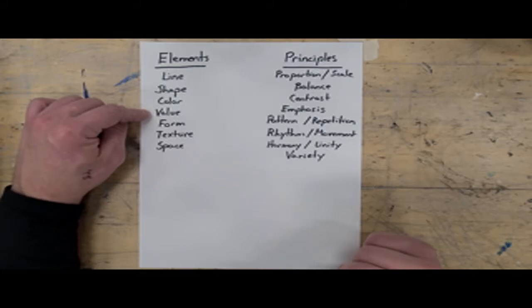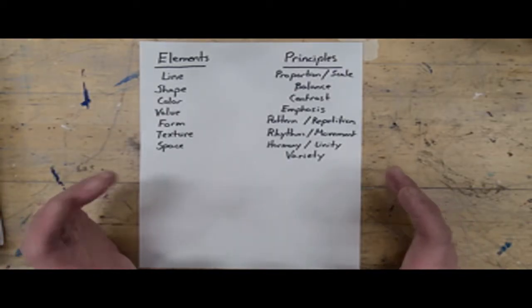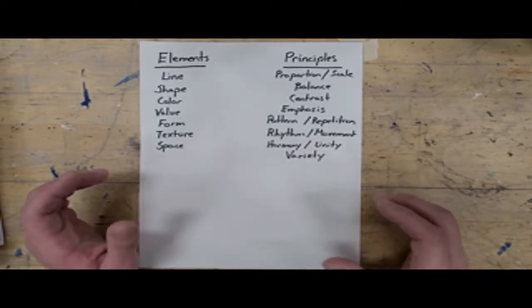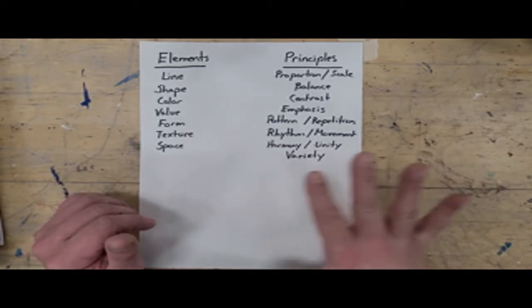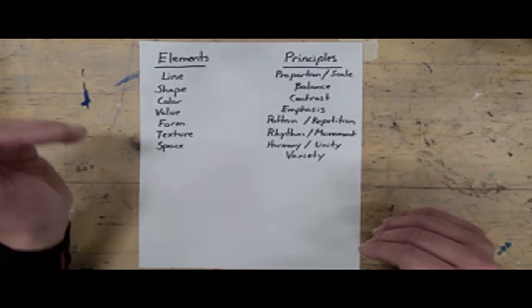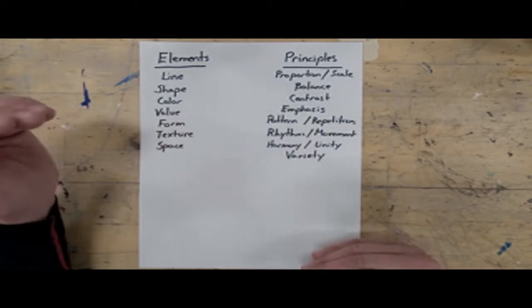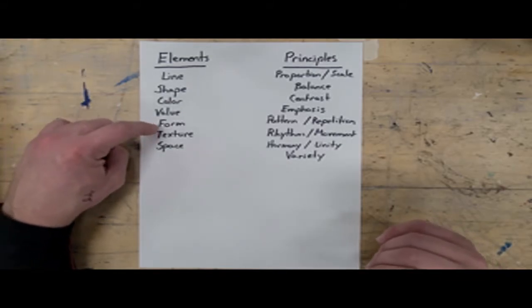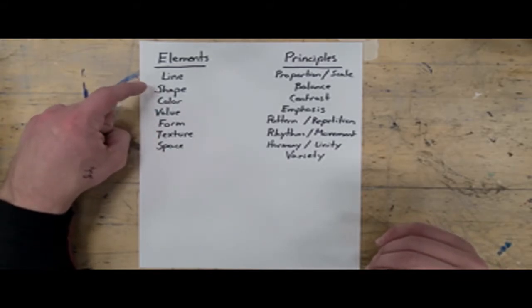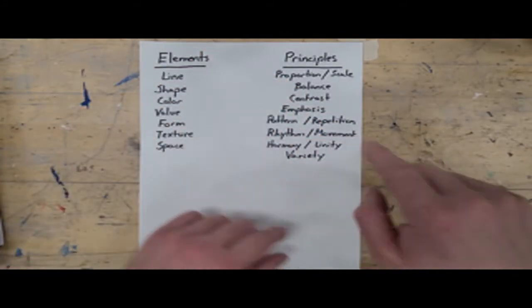Value is how much light or darkness is in the work. The best way to do that is to take a picture of a colored image and turn it black and white and see how they change. If they all look around the same grays, it's very muted. If you have a high value content, you'll have a lot of blacks and whites and separation in between. Form is a three-dimensional shape. So not only is it going around this way, but it's going around in a third dimension as well.